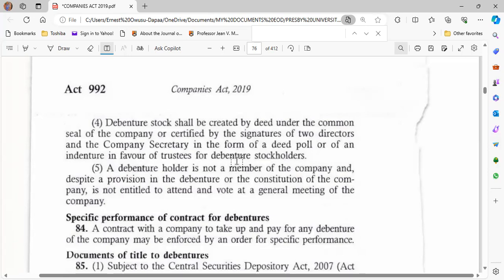Debenture holders are not members of the company. Even if you have a provision in the constitution of the company that they are members, the law is saying that they are not members. And not being members, they do not have the right to attend and vote at general meetings of the company. So that is important.